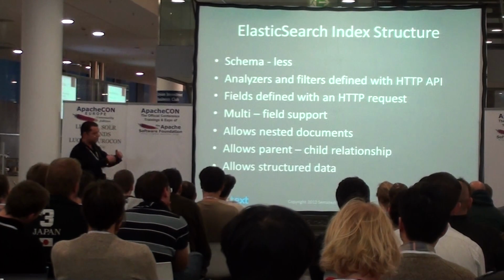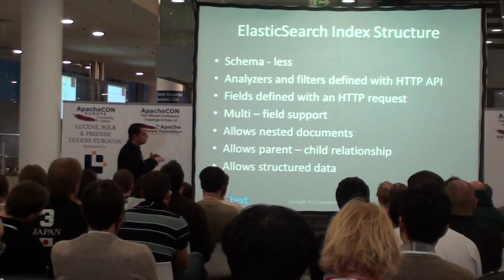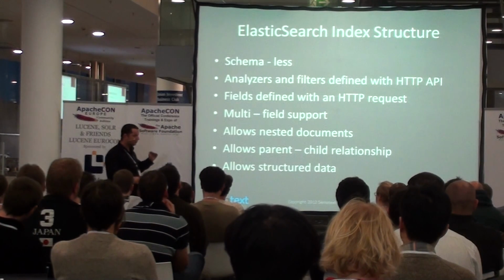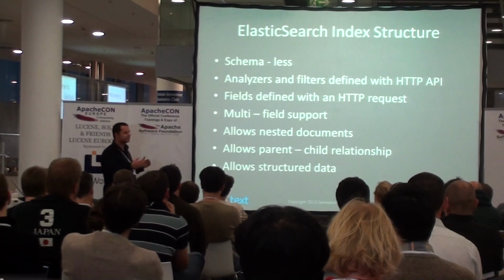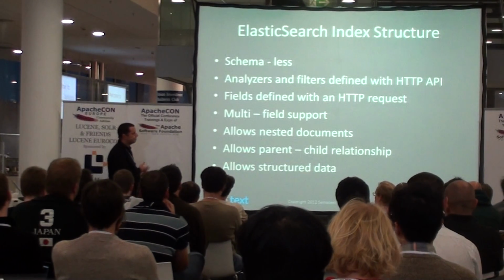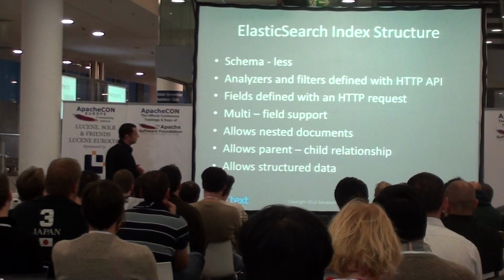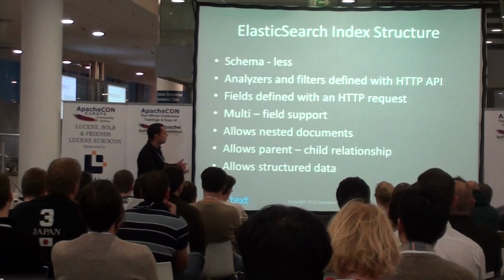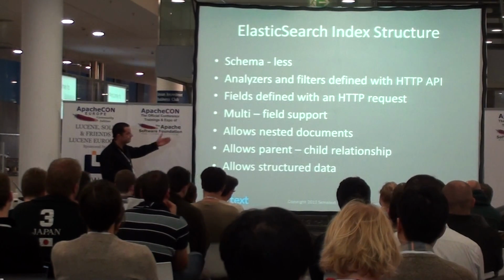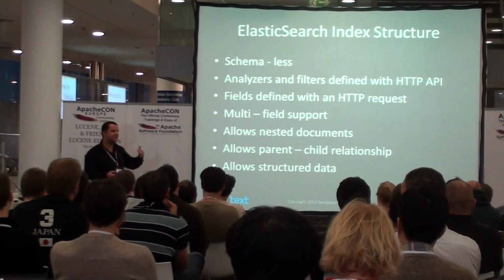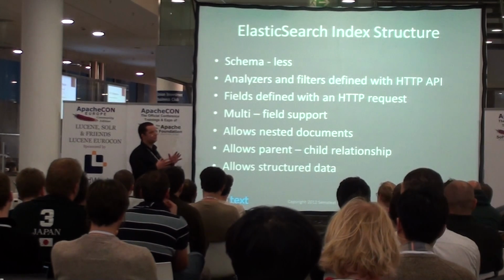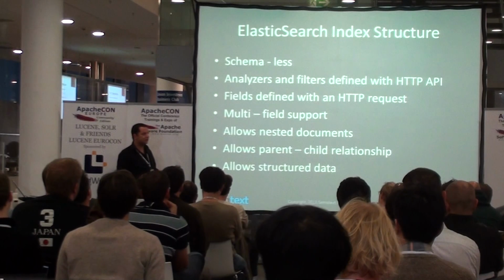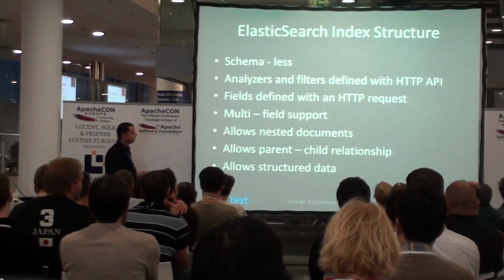Elasticsearch allows you to get multiple fields with similar names, and the data will be copied into the multiple fields. For example, a different field for searching, a different field for faceting, but all with a similar name. One, for example, name, and one name.facet. It allows for nested documents, which is nice. You can have one primary document and multiple nested documents that will land into the same shard, and you can be sure of that.